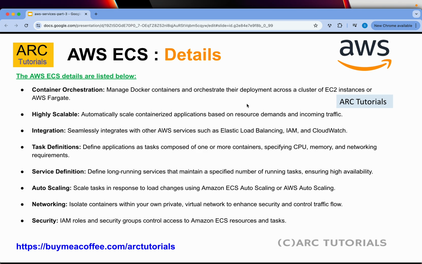You can define applications as tasks composed of one or more containers, specifying CPU, memory, networking requirements, and much more. You can also have long running services that maintain a specified number of running tasks. Like I already mentioned, there is auto scaling available with ECS. Networking, you can isolate the containers within your own private virtual network, right? Either you can host it in a public cloud or in a private virtual network. Talking about security, it's already built in with IAM roles and security groups that control access to Amazon ECS.